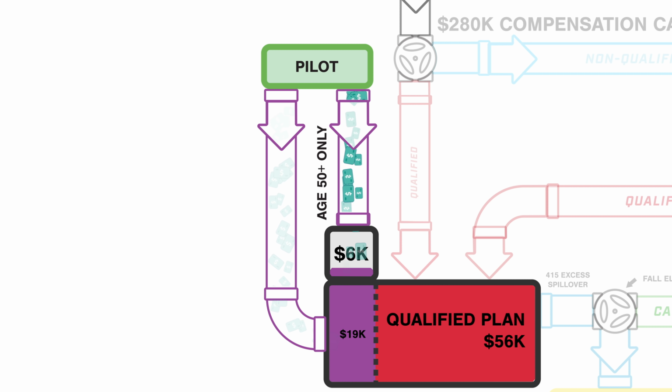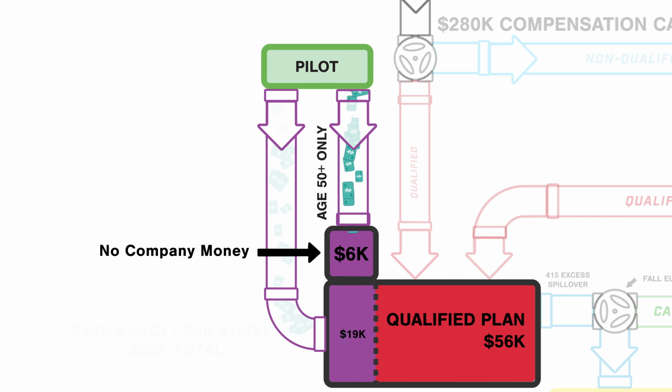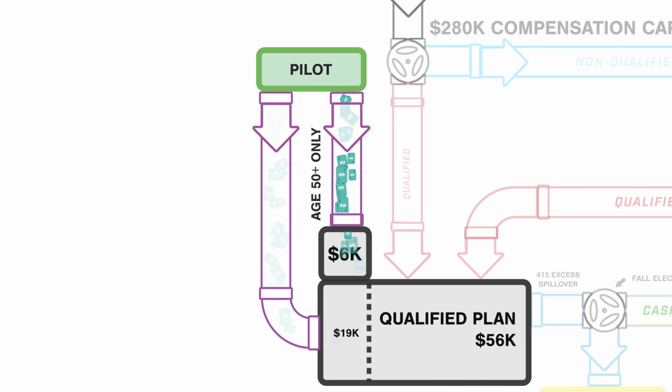That money doesn't count against the 415(c) limit, so older guys can save up to a total of $62,000 in qualified plan contributions in 2019. Here's the catch. Any catch-up money has to come from you, not the company. So that's the end of qualified retirement savings.